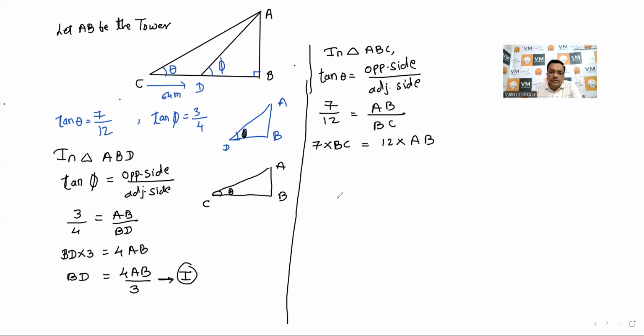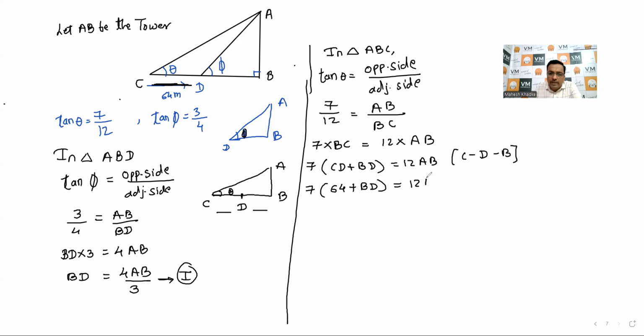Now students, if you observe carefully, BC has two parts: CD plus BD. So in place of BC, we write CD plus BD, is equal to 12 AB. Why did we take this? Because C, D and B are collinear points. But the value of CD is given. How much was it? 64. So this is 64 plus BD is equal to 12 AB.